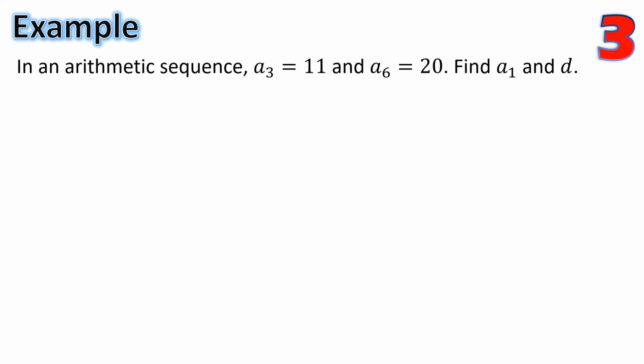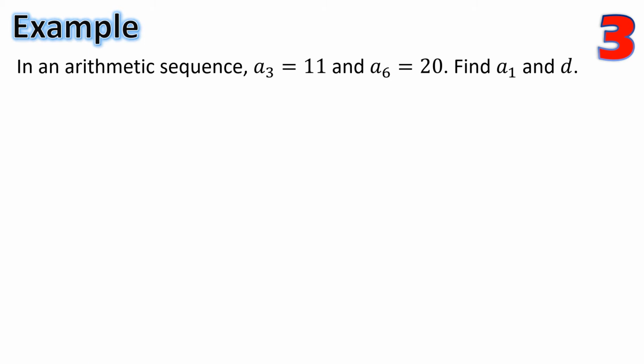Let us continue with example number 3. In an arithmetic sequence, a sub 3 is equal to 11, and a sub 6 is equal to 20. Find a sub 1 and d. In this problem, we are given two terms of an arithmetic sequence, and we're looking for the values of a sub 1, the first term, and the common difference.